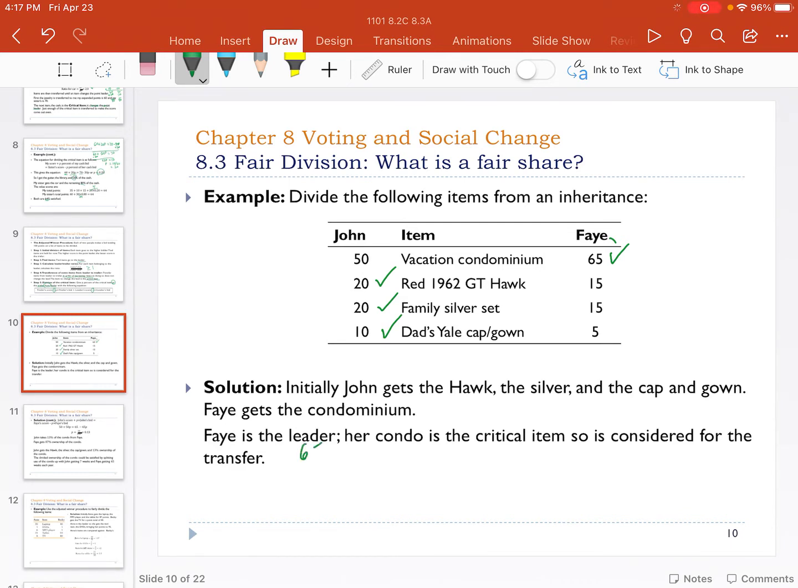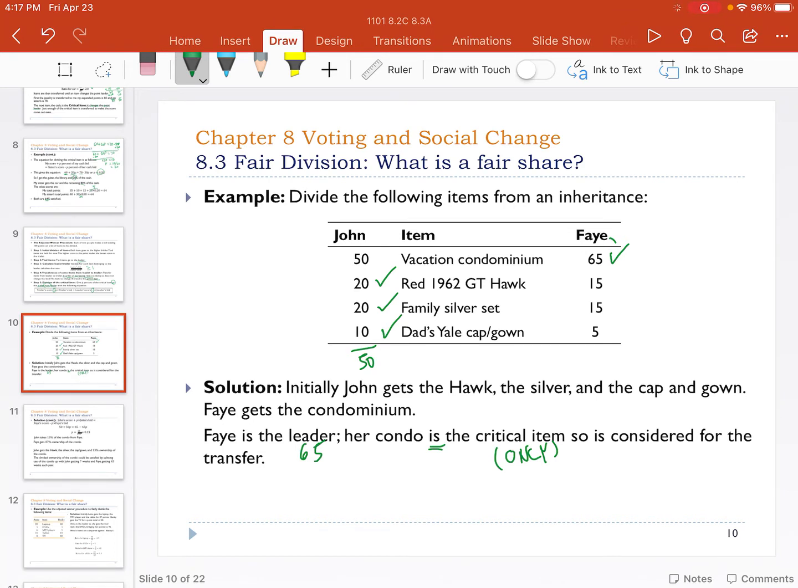And Faye's the leader. You can just tell 65 is ahead of 50. So Faye has 65, of course, don't even add that. And then John has a total of 50 so far. So Faye's the leader, of course. Her condo, being the only thing she has, has to be the critical item. It's the only item there is, so there's nothing else it could be. So it's considered for the transfer.